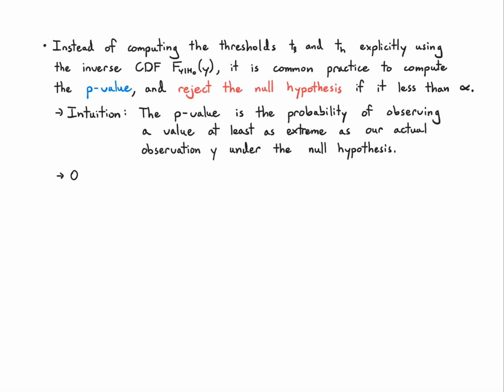The p-value is not the probability that the null hypothesis is true. We have no way of calculating that. It is only the probability that, given that it's true, it generated an observation like the one that you've seen.